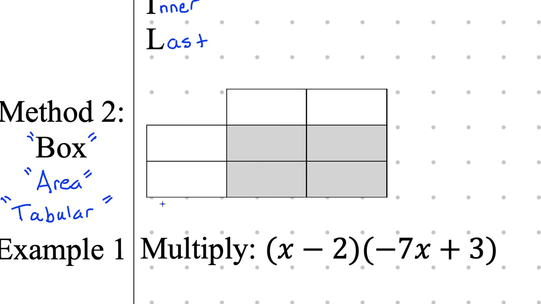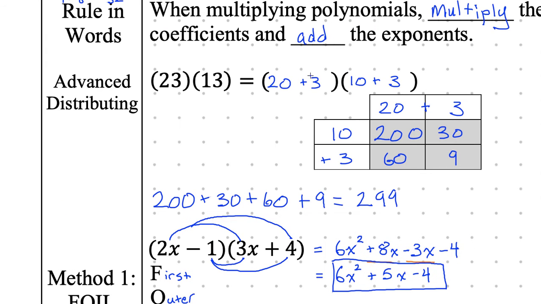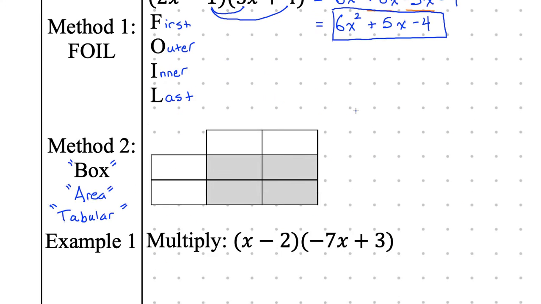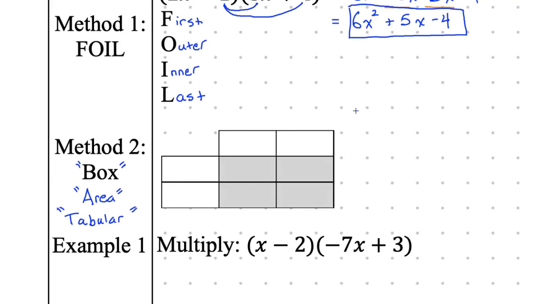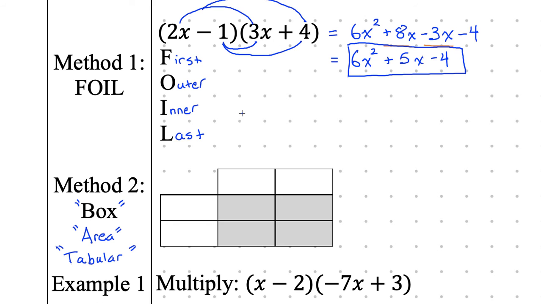All right, so the box method states the same thing that I did up here. One binomial goes on one side of the box. I'm going to randomly say 2x minus 1 is going to go on the top. It could have been on the left. 2x minus 1 on the top, and then that means 3x plus 4 is going to go on the left. And then I'm going to find my values when I multiply my column times my row. So for example, this cell right here is going to be 2x times 3x.